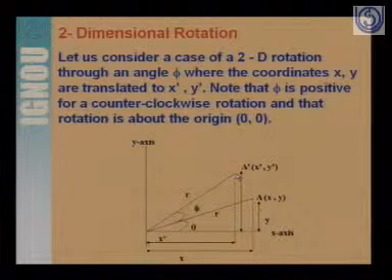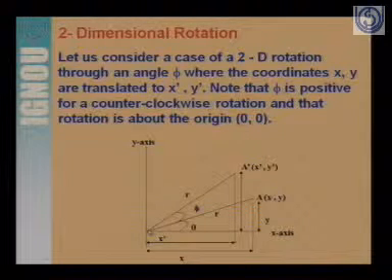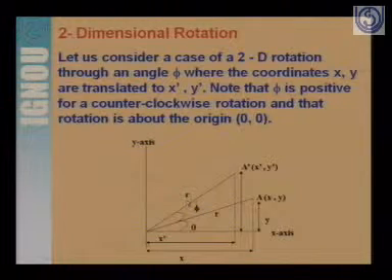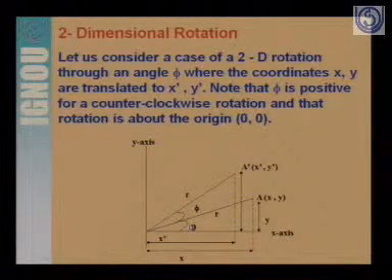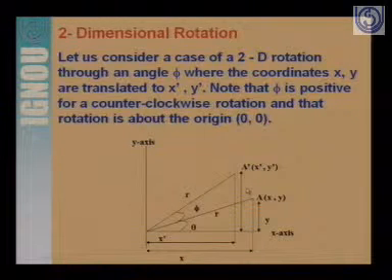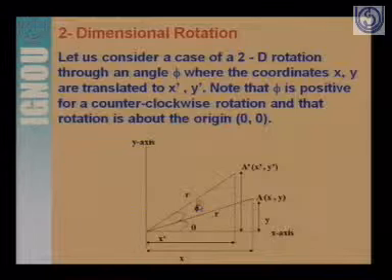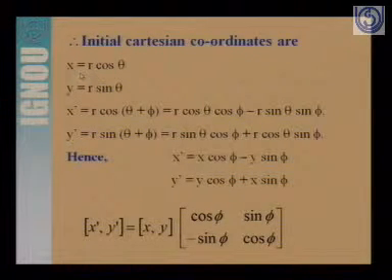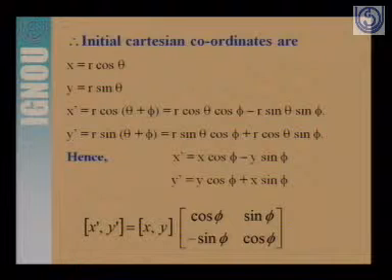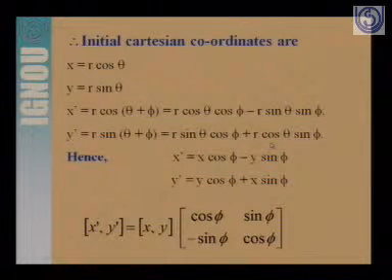Now, for the final point A dashed, the length of the line will not change, so O A dashed is r, but in this case O A dashed is making angle theta plus phi. So we can write x dashed is equal to r cos(theta plus phi) and y dashed is equal to r sin(theta plus phi). So finally we get these relations, that is x is equal to r cos theta, y is equal to r sin theta, and x dashed, the new coordinate after rotating the line through an angle phi, is r cos(theta plus phi), that is r cos theta cos phi minus r sin theta sin phi, and y dashed is equal to r sin theta cos phi plus r cos theta sin phi.